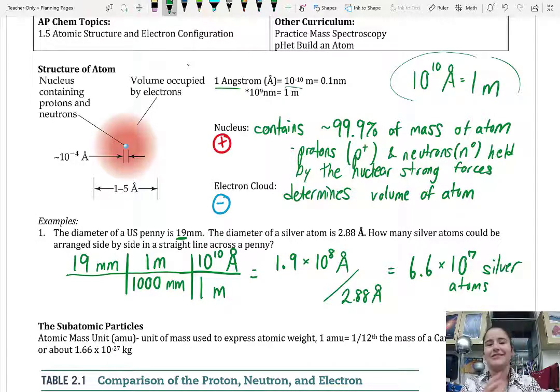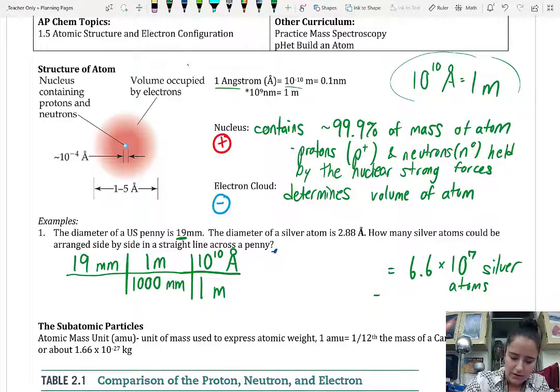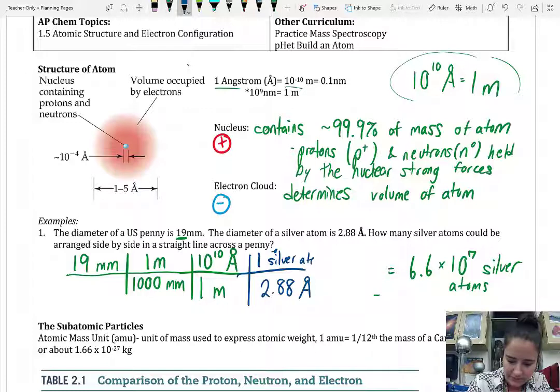Could fit across a penny. Okay, you could have also done this by just adding one more step in the conversion factor here. There's 2.88 angstroms per 1 silver atom. And then that would have allowed you to skip right to that answer. Okay, 2.88 angstroms is 1 silver atom.